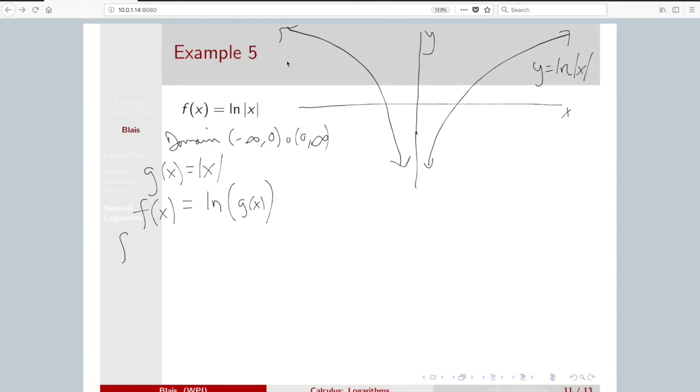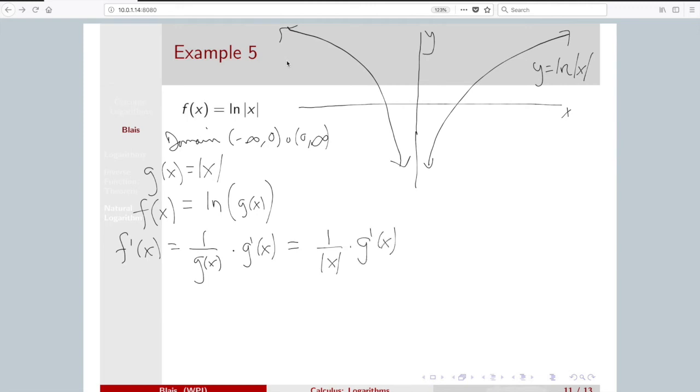Thus, f prime of x, using chain rule, will be derivative of the outer function, leaving the inner function alone, 1 over that inner function, times the derivative of the inside function. And again, g of x was the absolute value of x. So this is 1 over absolute value of x times g prime of x.